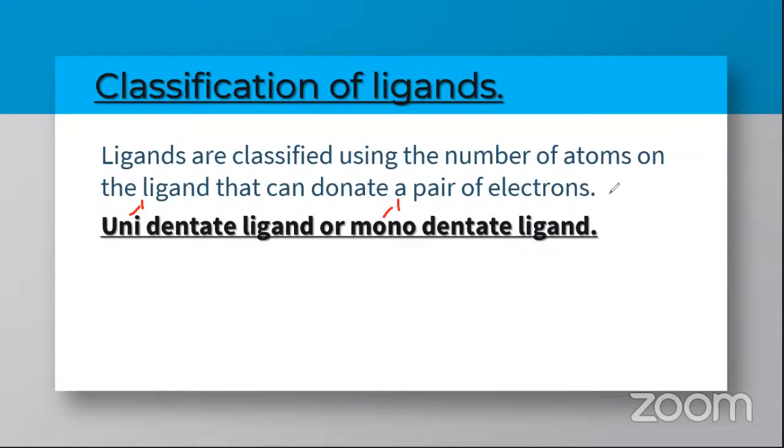For example, we have ammonia. We have chloride. We have also water. On water, we have oxygen, only one atom. Here we have nitrogen, only one atom. So that's what we mean when we say unidentate or monodentate ligand.